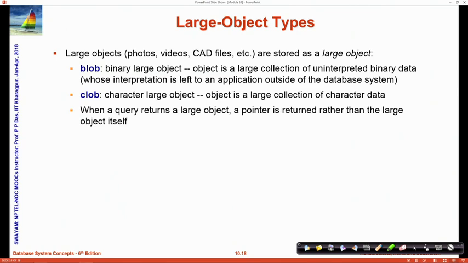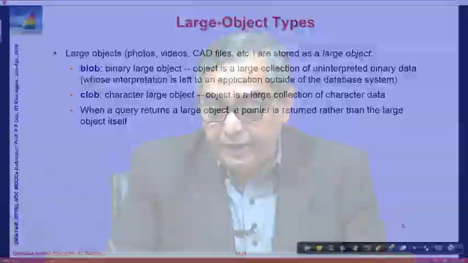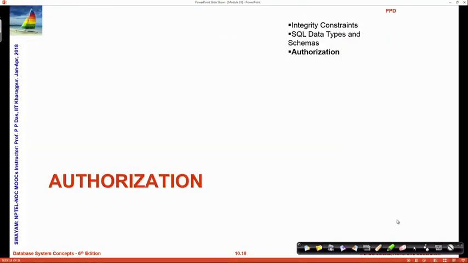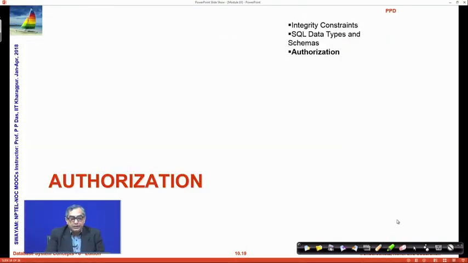The major difference in terms of the large object types is that they are not stored as a part of the table, they are stored elsewhere, and you maintain a reference, a pointer to that large object. This is very useful in terms of handling photos, videos and big binary files, character files also. Let us move to authorization next.